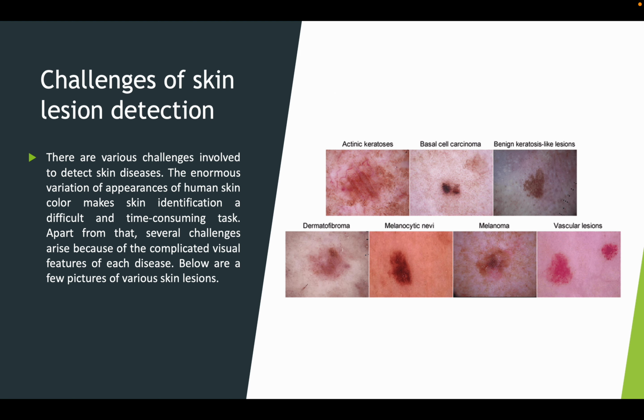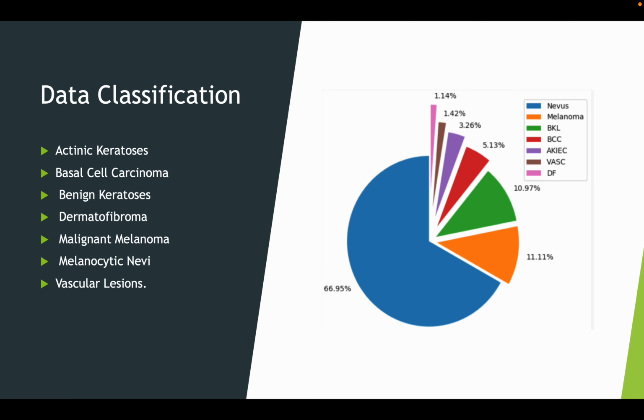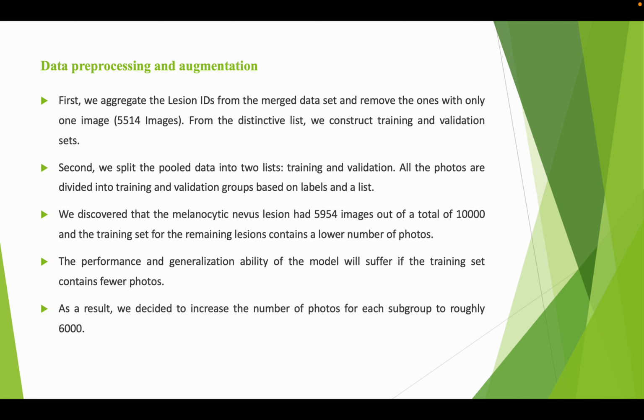Now the challenges about skin disease detection. You see that in the image there are various types of skin diseases, and most of them are hard to detect. There are various challenges involved in detection of skin diseases. The enormous variation in the appearance of human skin color makes skin identification a difficult and time-consuming task. So we used convolution networks to solve it.